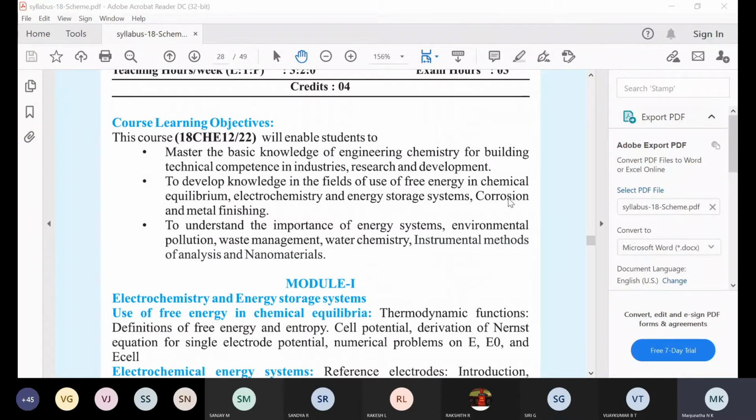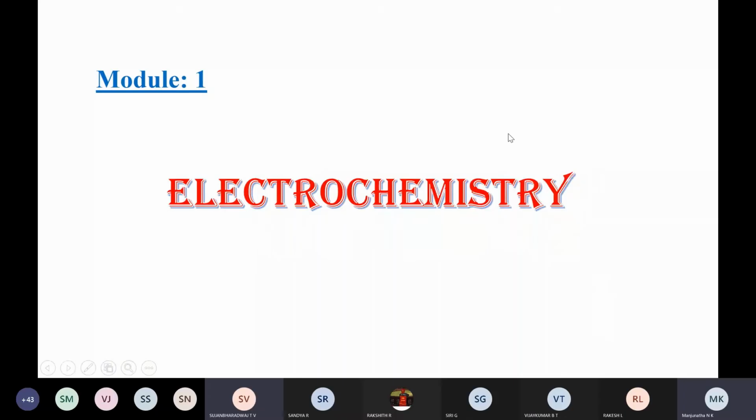So this is about the first one, that is the syllabus and mark distribution. I will start today with the first module, that is Module 1: Environment, electrochemistry and energy storage system. Today I am going to start with Module 1, electrochemistry.